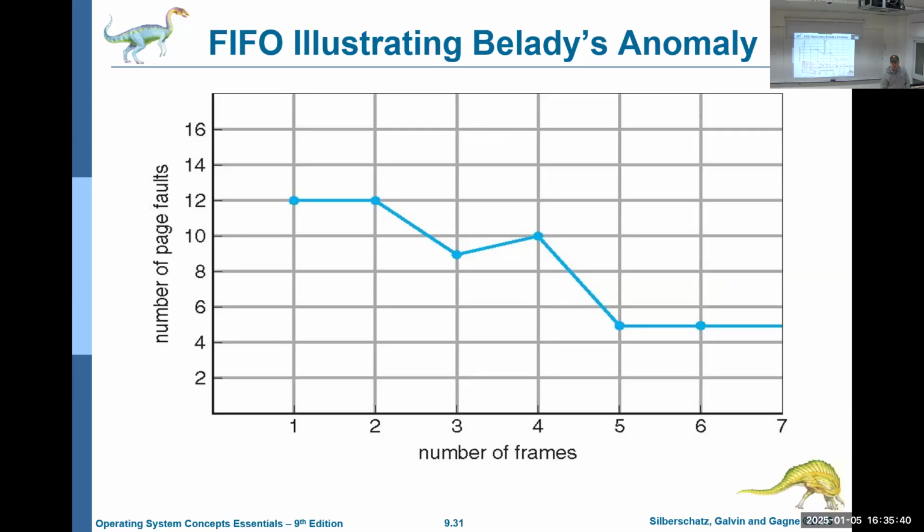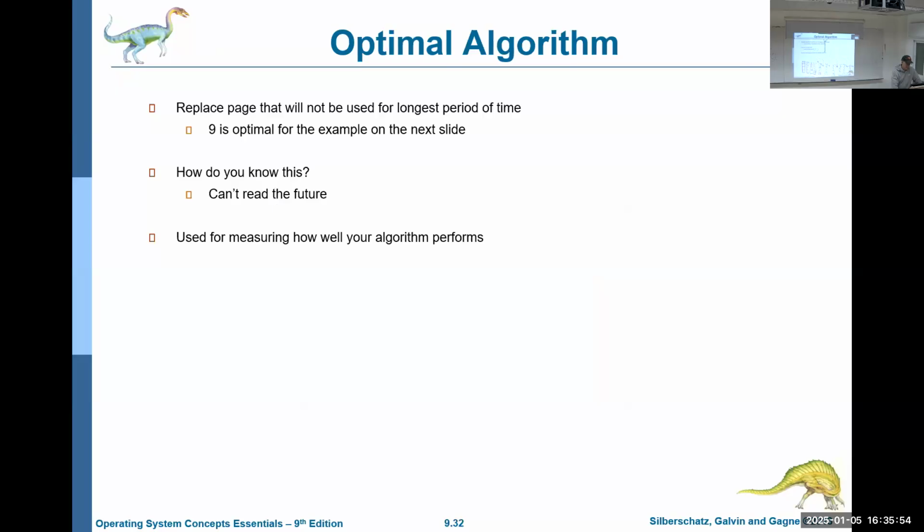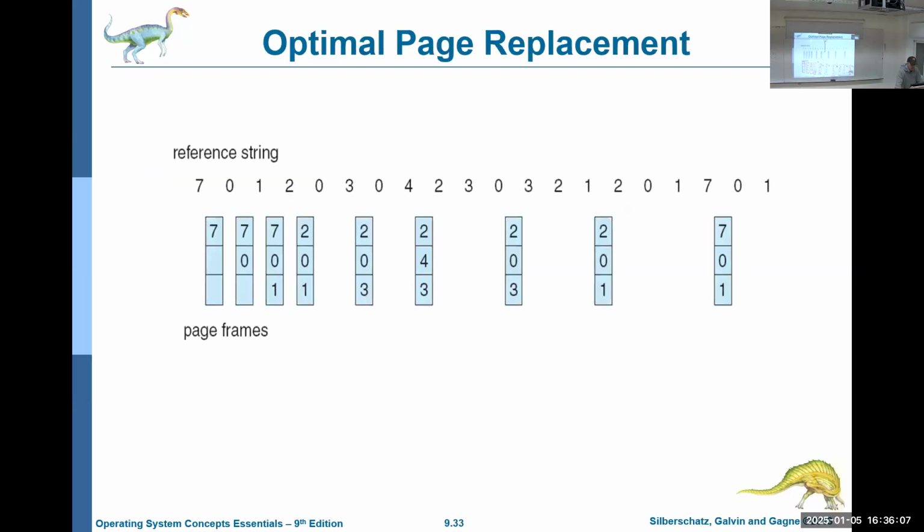There's something called the optimal algorithm. The optimal algorithm is where I somehow know the future, and I always choose the perfect page to remove. In such an algorithm, I would never have an anomaly. So optimal algorithm: replace the page that will not be used for the longest period of time. 9 is optimal for our example.